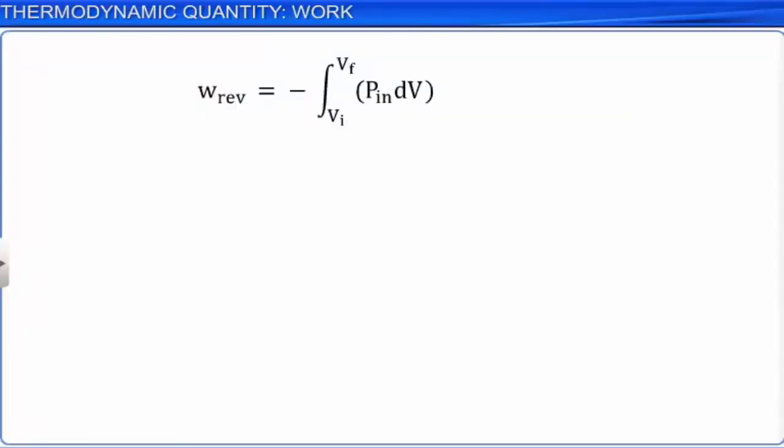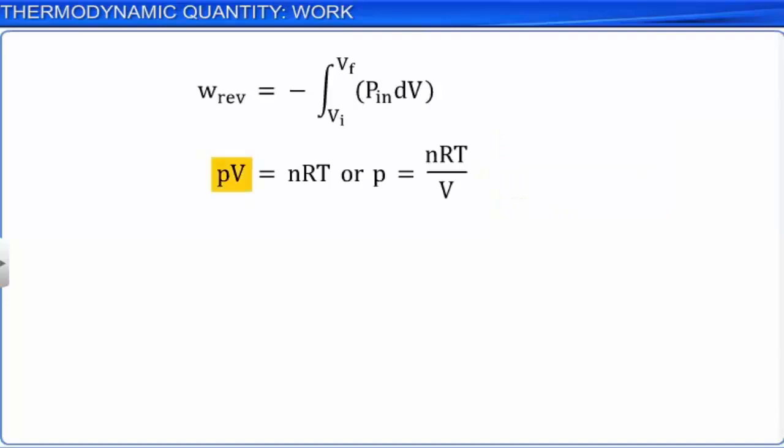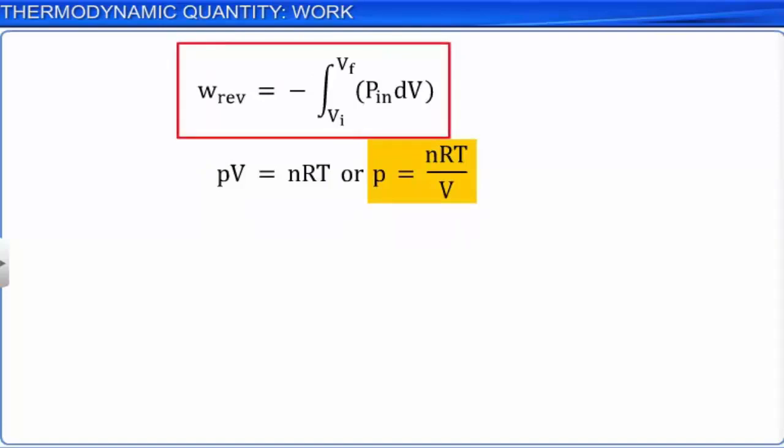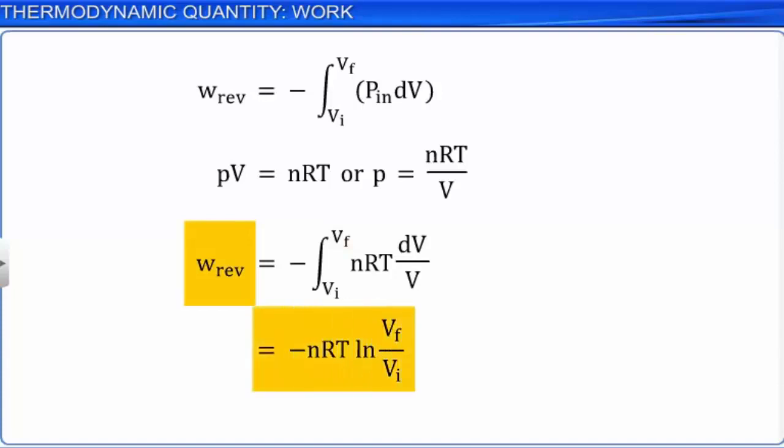Now, if we represent pressure of the gas P in terms of the ideal gas equation, then we get PV equals nRT or P equals nRT divided by V. On substituting the value of P at constant temperature in the reversible work equation, we get reversible work equals minus integral of nRT multiplied by dV by V. Integrating and applying limits as V_i for initial volume and V_f for final volume, we get reversible work W_rev is equal to minus nRT ln V_f divided by V_i.